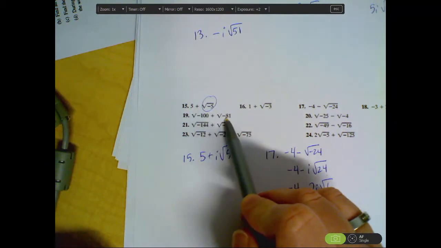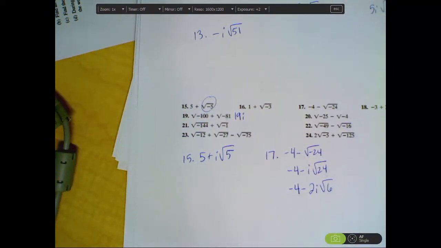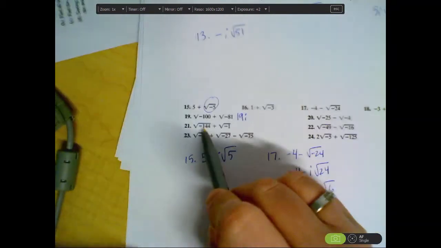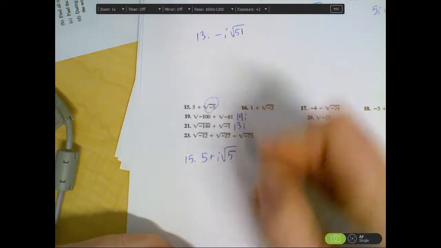Number 19, this is 10i. This is 9i. 10i plus 9i is 19i. You can add like terms. i plus i is 2i, sorry. This is 12i plus i, 13i.